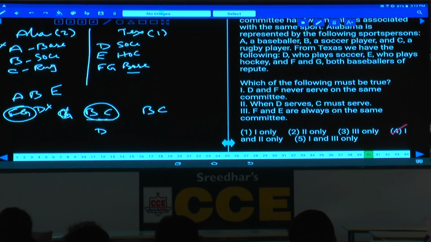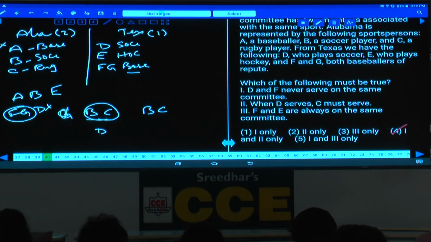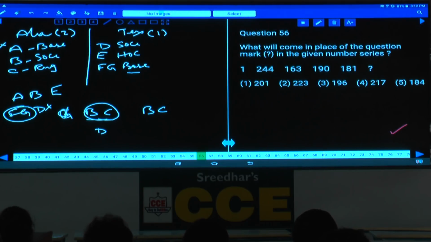Anything to be discussed once again from question numbers 1 to 40? Then question numbers 56 to 60. Now in this 56 to 60 number series, tell me.